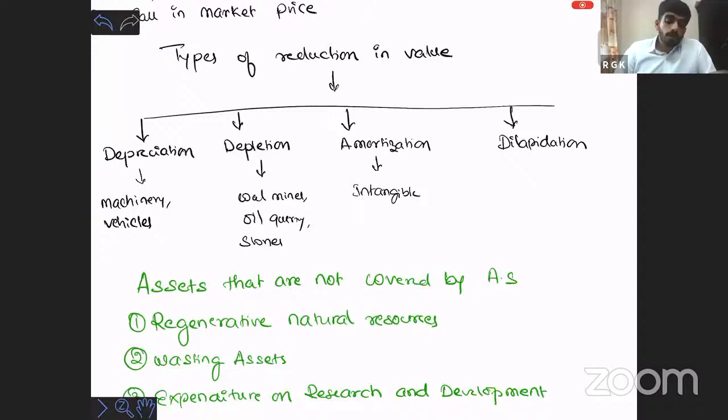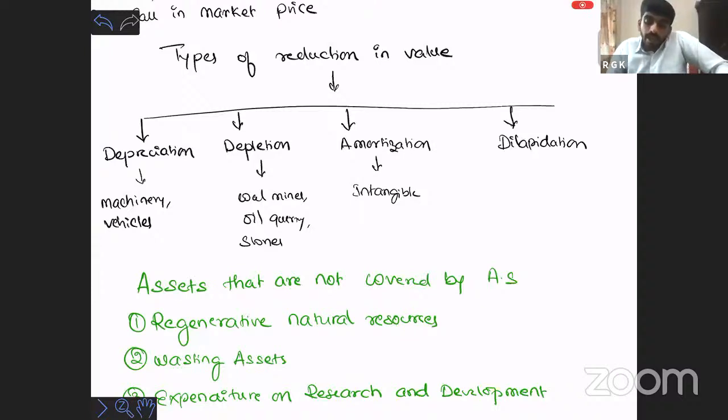So the value of this intangible asset also goes on reducing over the period of time. That is called amortization. So actually, amortization means what? Your company has purchased some copyright. That copyright will be used for some years, so you have to allot the cost over those years. If you are allotting that cost over the period of time, that is called amortization.